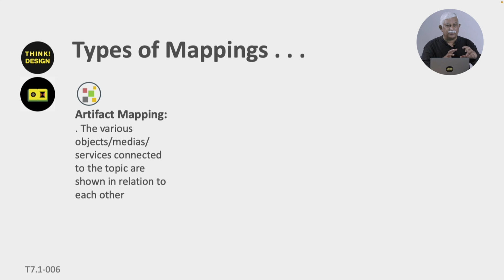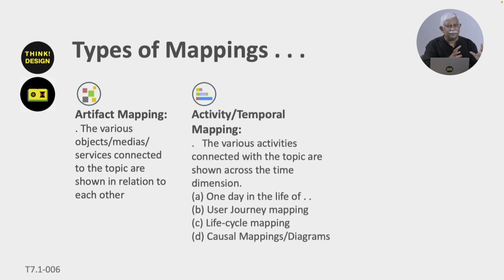Here, you can actually visualize objects, media or services connected with your topic, and they are shown in relation to each other. In activities, you can actually map it across the time dimension. So, it could be one day in the life of your product or the user. It could be the user journey mappings from start of the activity to the end of the activity.